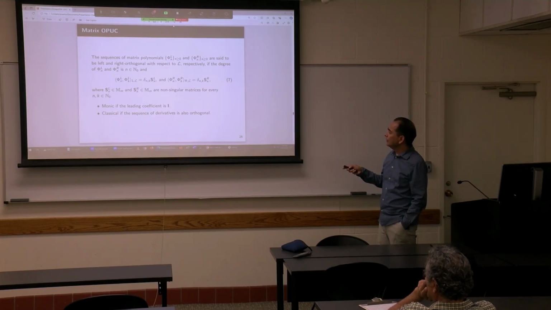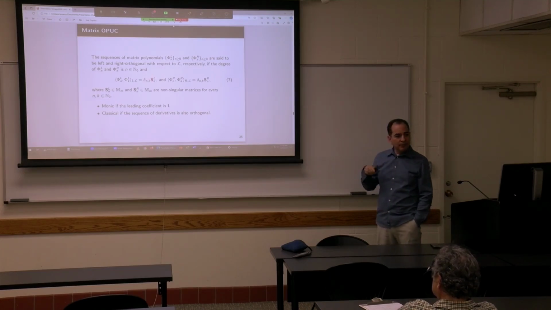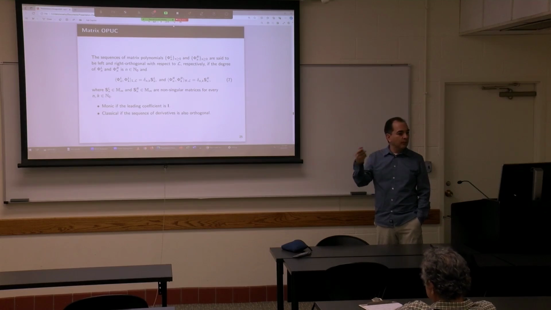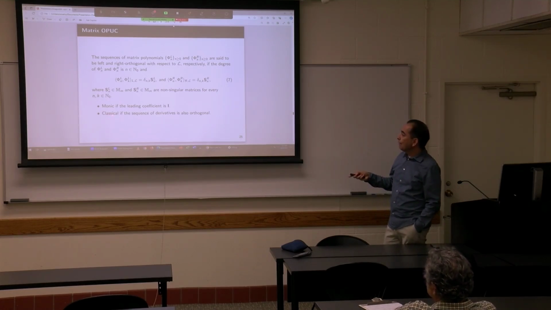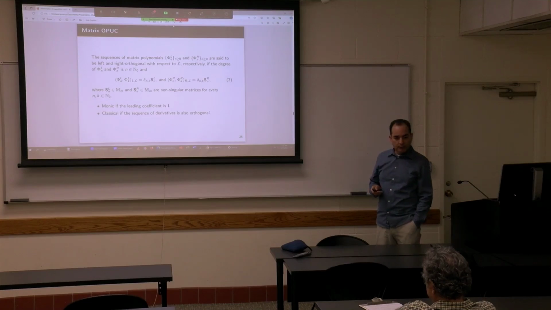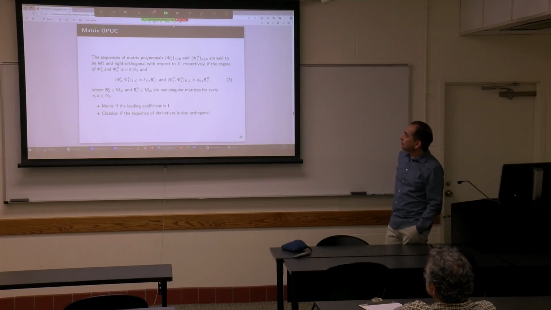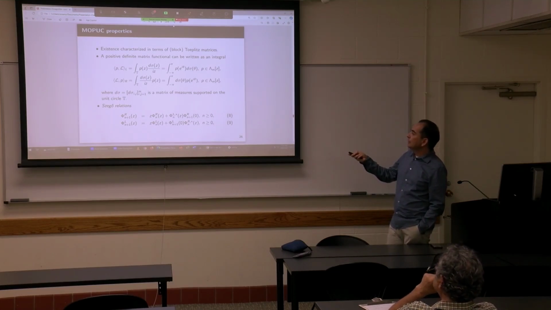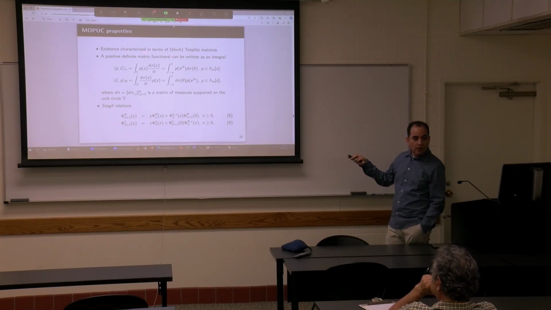These are not singular. If these are equal to the identity, then you say that the family is orthonormal. If the leading coefficient of each polynomial is the identity, you say that the family is monic, so everything is the same. And of course, we say that they are classical if the sequence of derivatives is also orthogonal. So it's the same definition. Now, same thing, the existence can be characterized in terms of the moments, which are now our matrices.